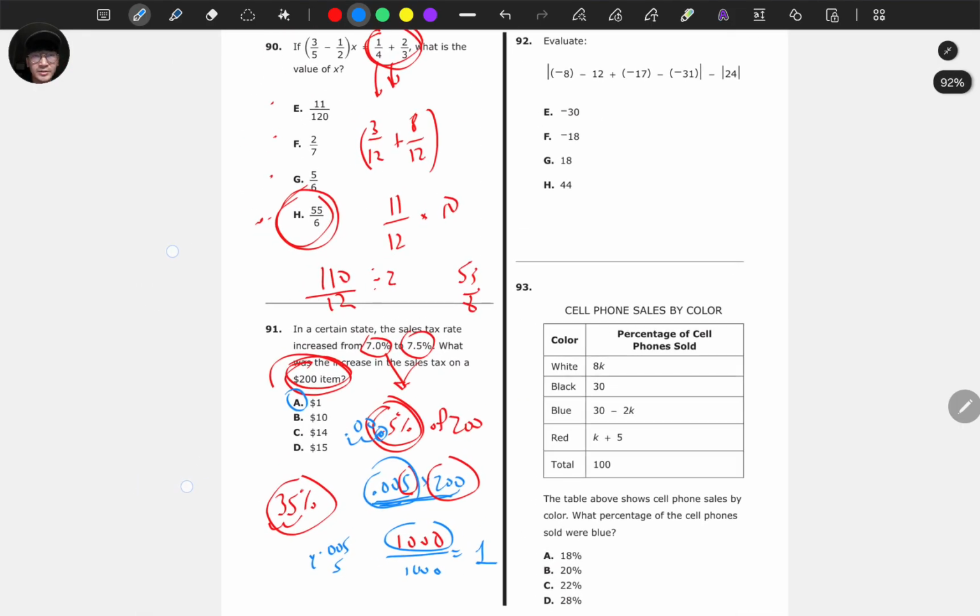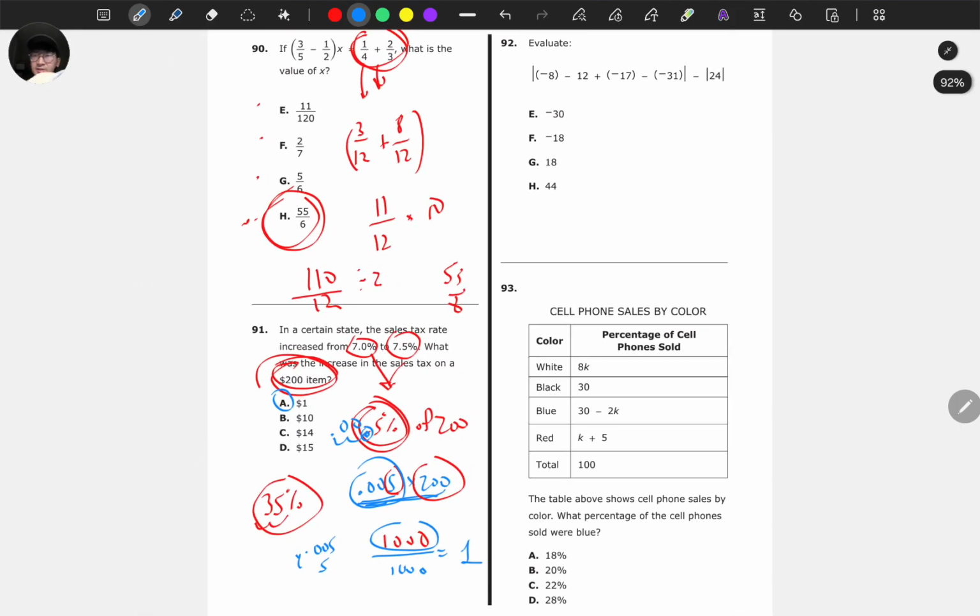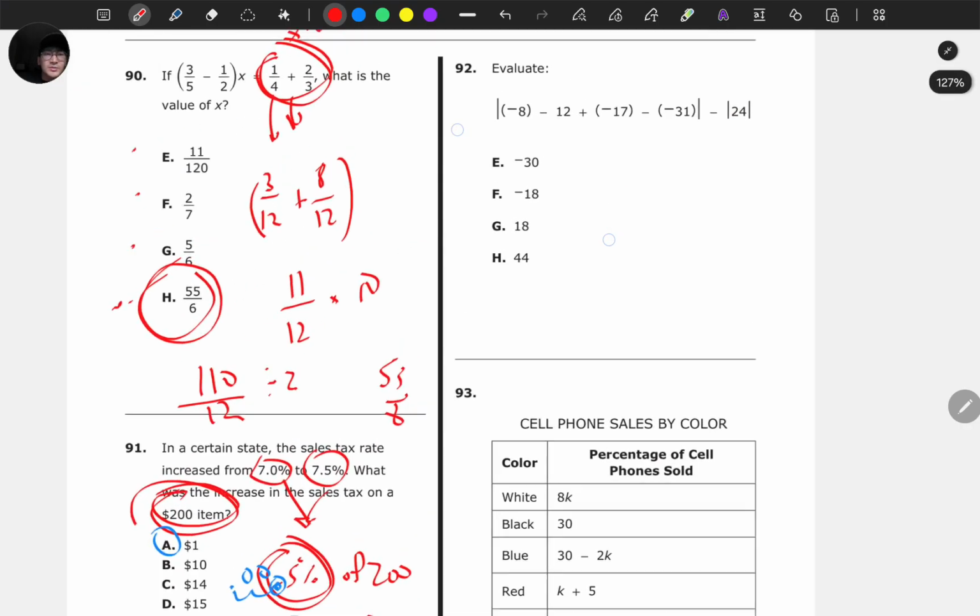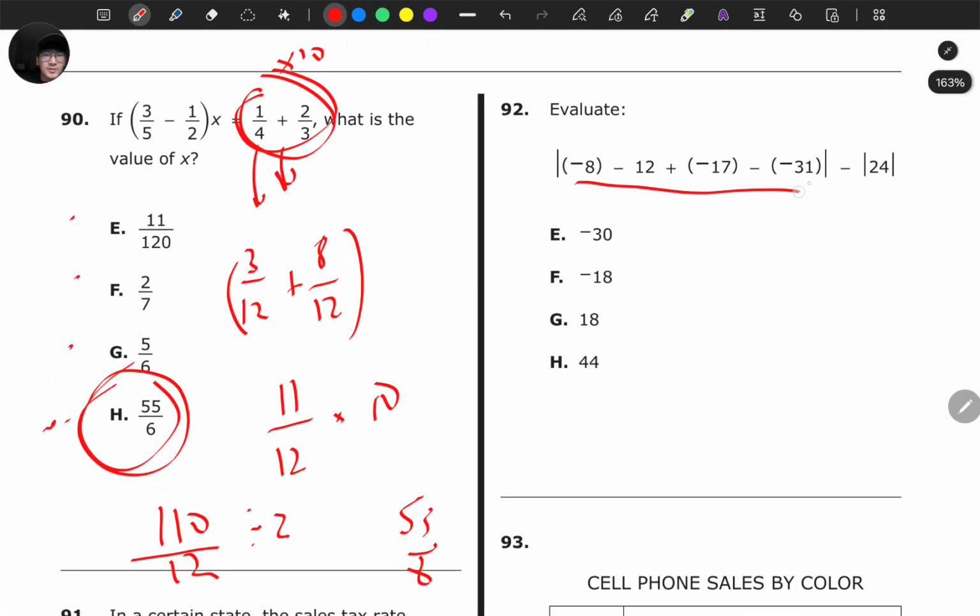Okay, great. 92. I talked about this in a previous question too. This is like PEMDAS, right? But you look at all of this, and it's only plus and minus, so that means the same order. You could just do everything from left to right, but you want to do the things within the absolute values first. So I can just do this piece first, left to right.